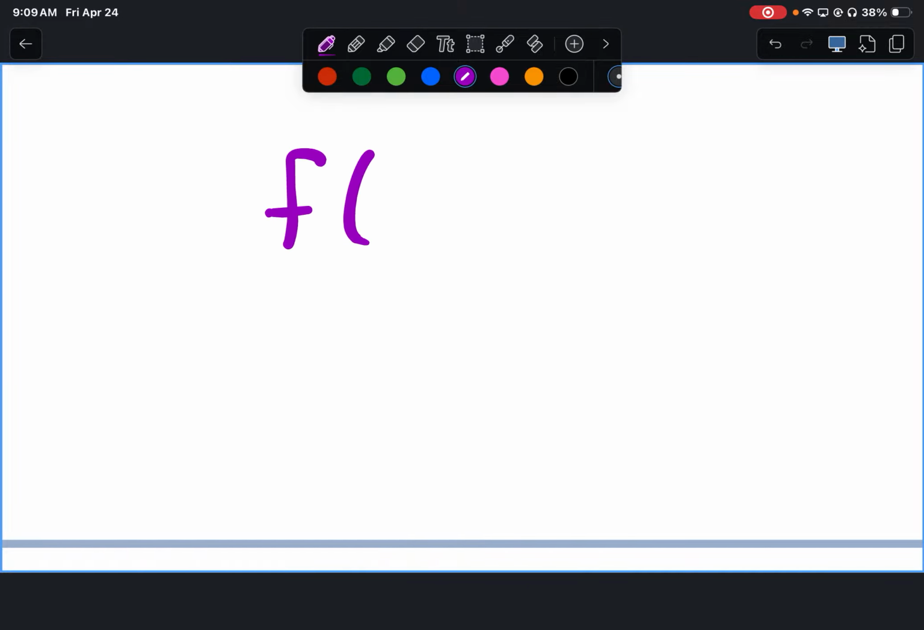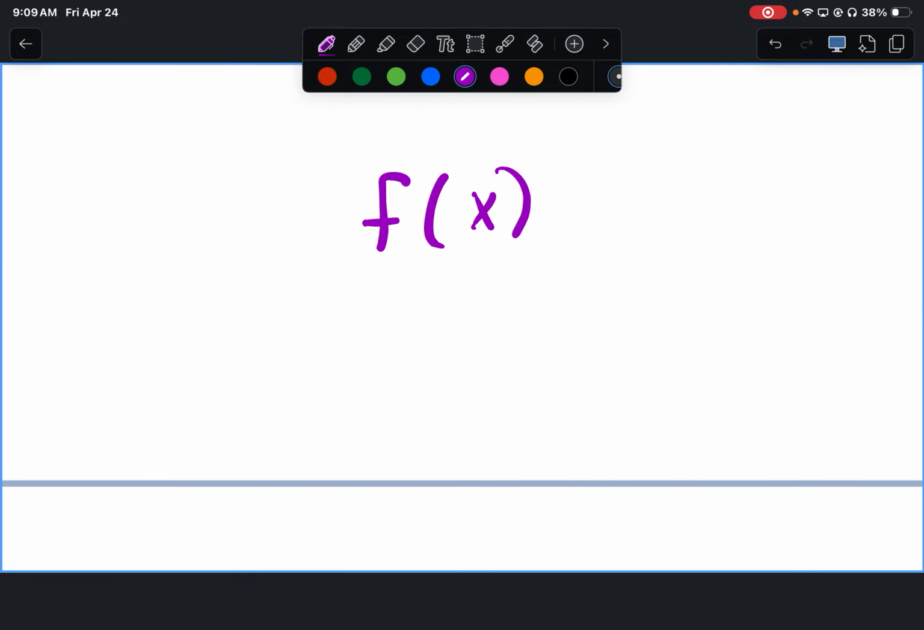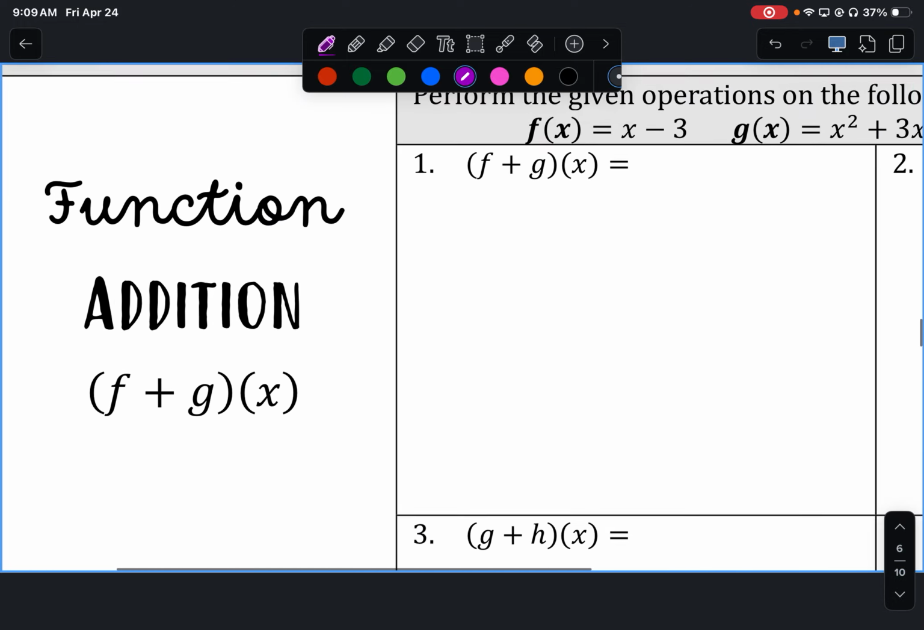How do you read this? f of x. Okay, I just want to make sure we have that because we have to use that notation for today's lesson. We are doing function operations. So we're going to look at adding, subtracting, multiplying, and dividing functions. We're going to start with function addition.